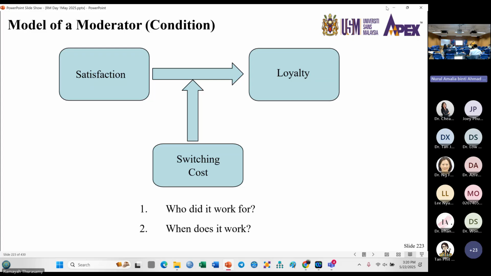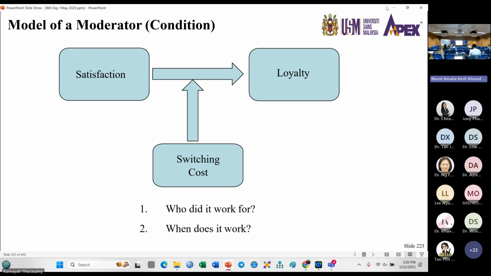Any questions? Other studies, right? Previous studies that you review. Let's say you study 10 relationships. 5 of them are significant, 5 of them not significant. That's already telling you they are inconsistent. That's how you identify inconsistency.